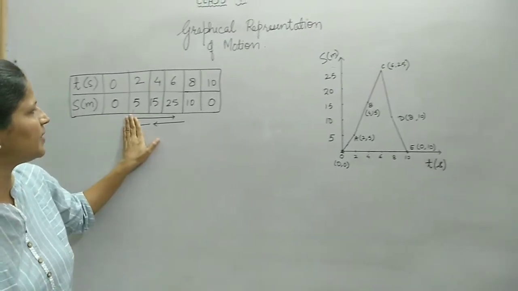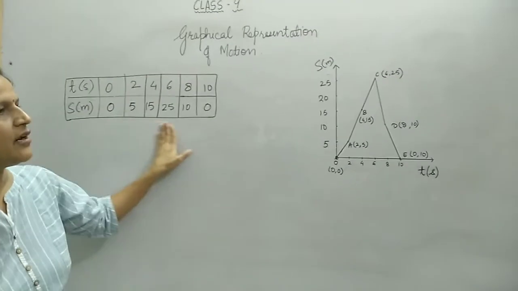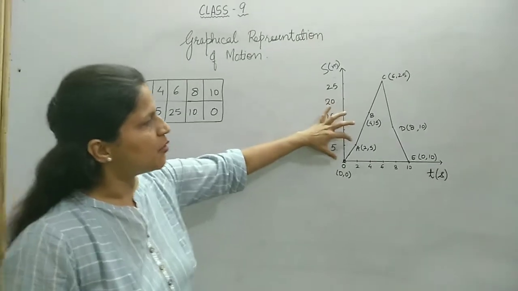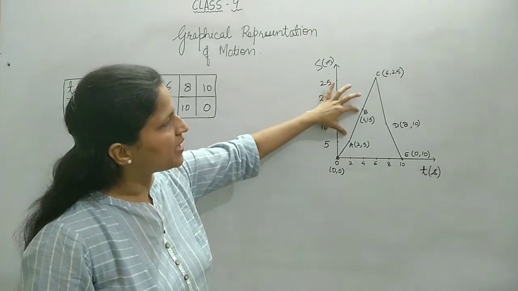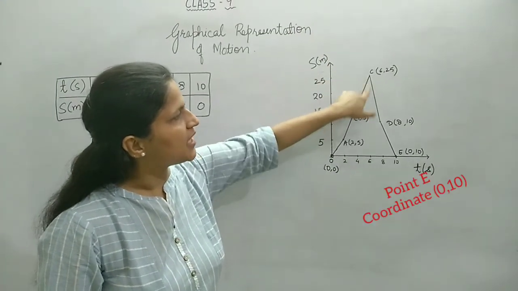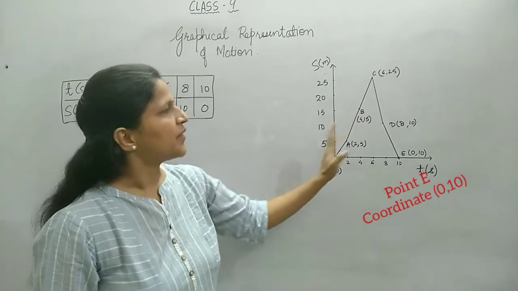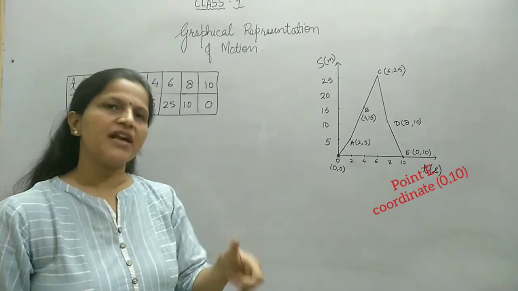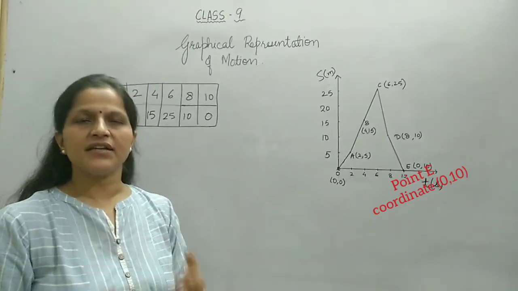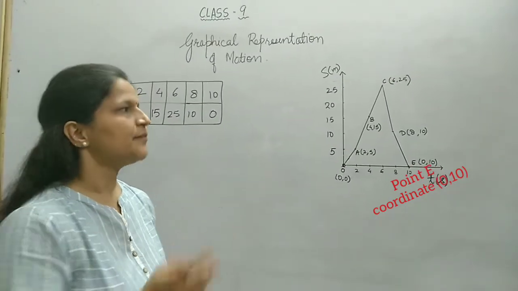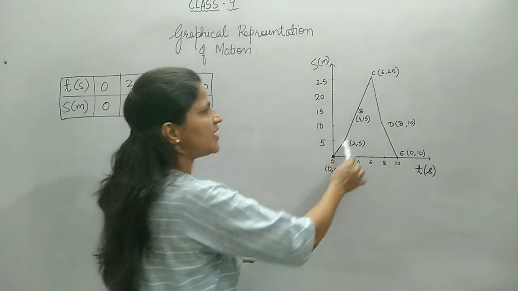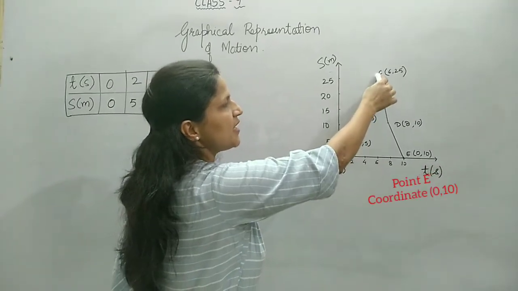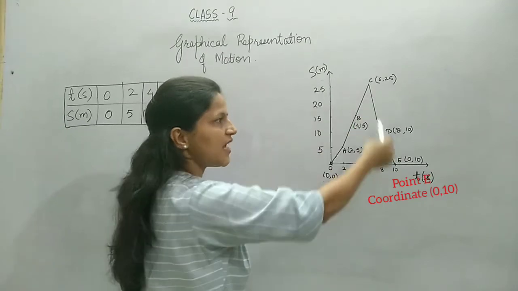So here we will check this by finding out the slope between O to A, A to B, B to C, C to D and D to E. I am finding out the slope only for one time interval, leaving the other time intervals for you to practice. Because we have already done these kinds of slopes, so I am taking this slope which is a negative slope.